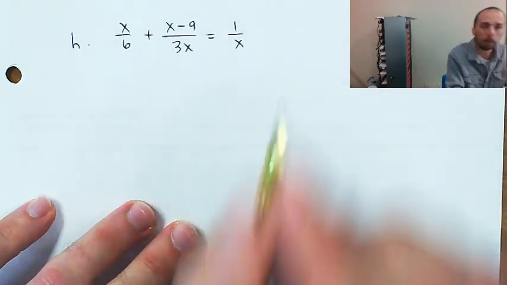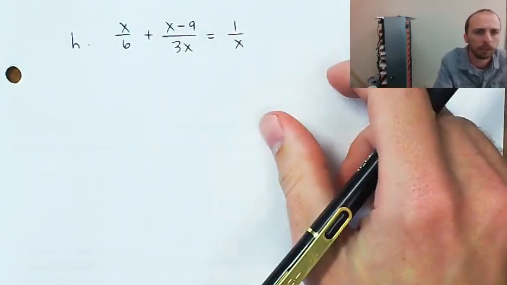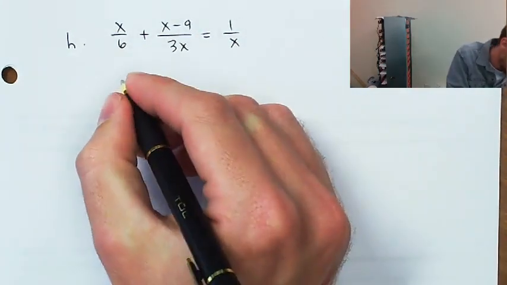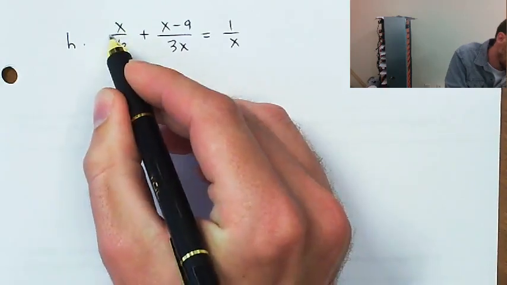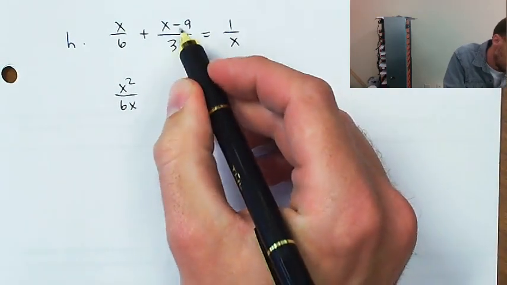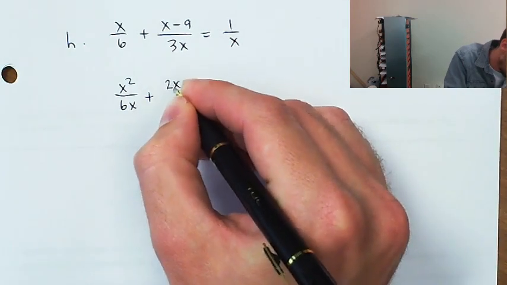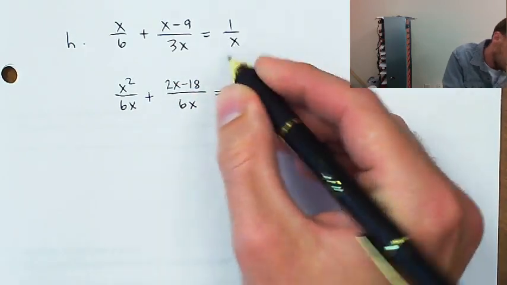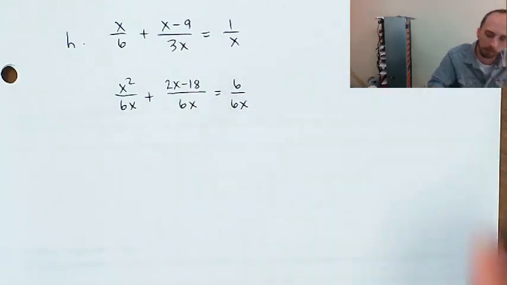Okay, so I'm going to go for a common denominator, and I think this will be the type where I want to just clear it out. I'm going to go for a common denominator of 6x. So I'm going to say x squared divided by 6x. I'm multiplying by x on top and bottom here. Over here, I'm going to multiply on top and bottom by 2. So I'll have 2 times x minus 9, that's 2x minus 18 over 6x. And I'm going to need to multiply by 6 over 6 here, so that'll be 6 over 6x.